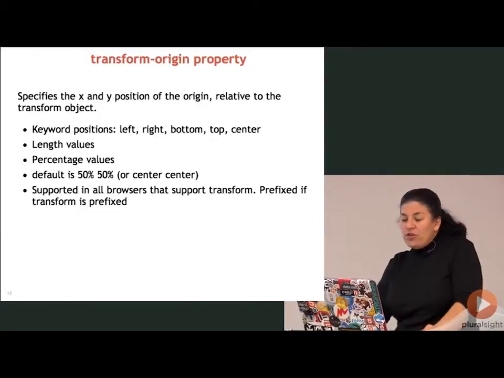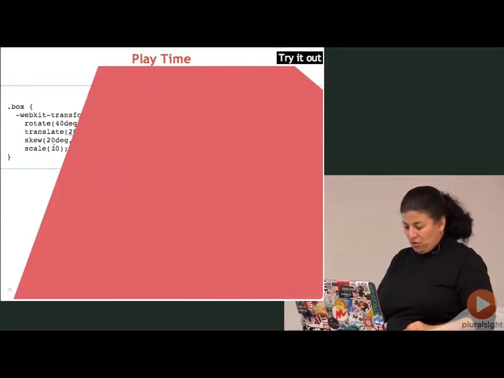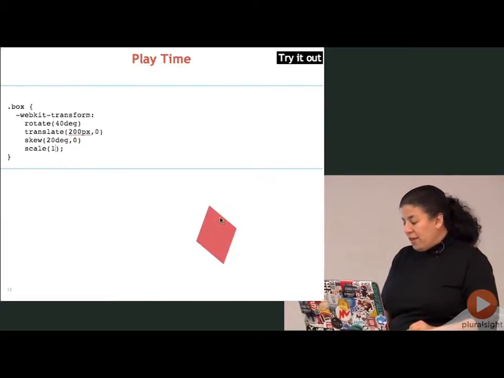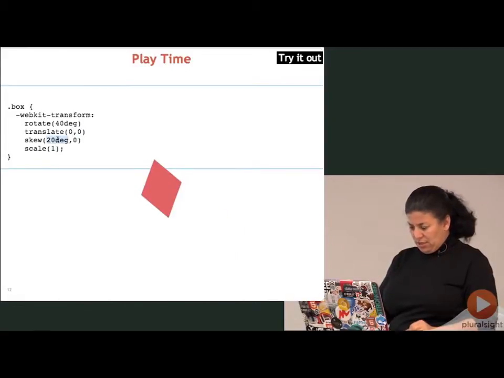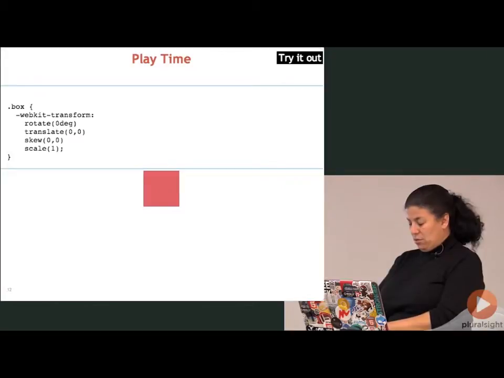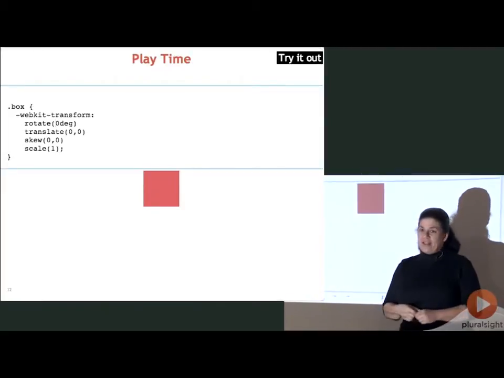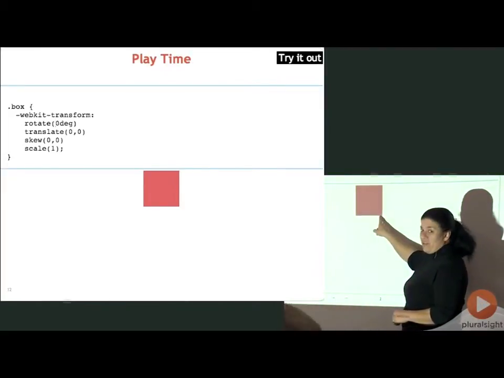Okay, so transform origin property. Everything we've done so far, when we've rotated this, let's just go back to 1 here. When I rotated it, let's get rid of the translation. When I rotated it, it was always around the center, right? See how it's just moving around the center? That's the default origin. By default, everything will rotate around its middle point, but that's boring. So on the next slide, we're going to rotate around this point right here.